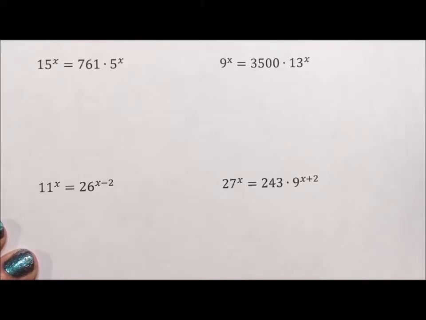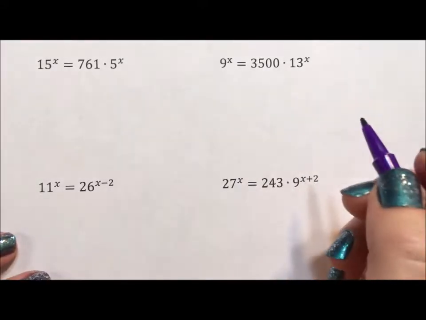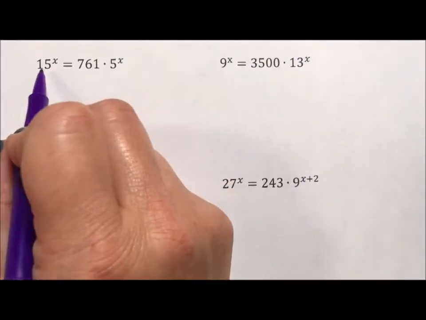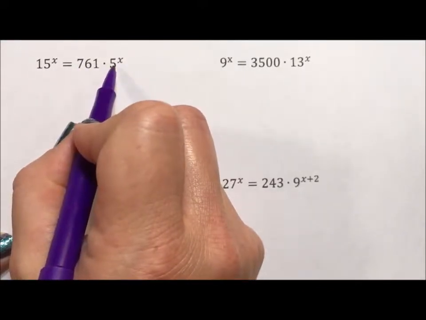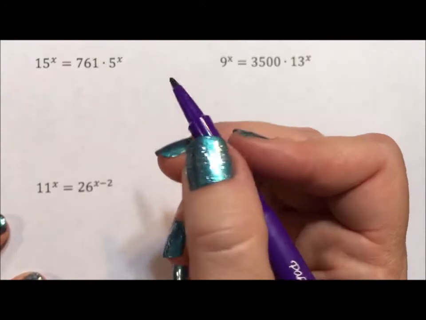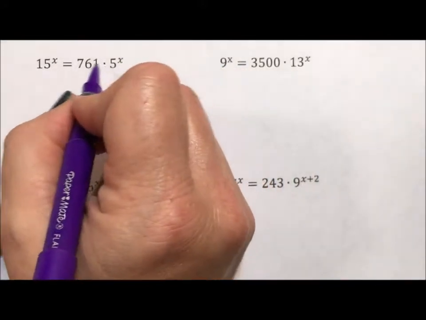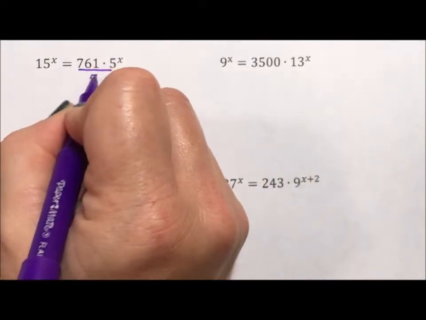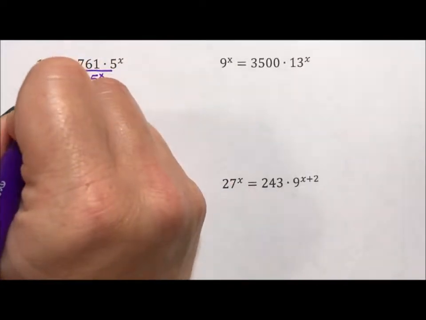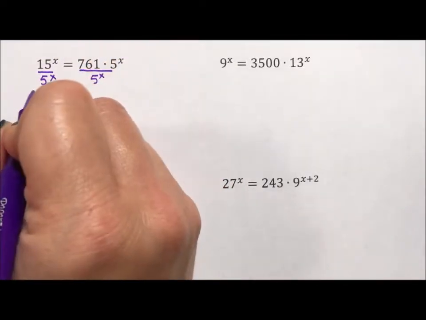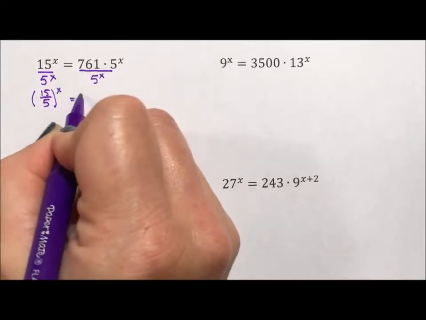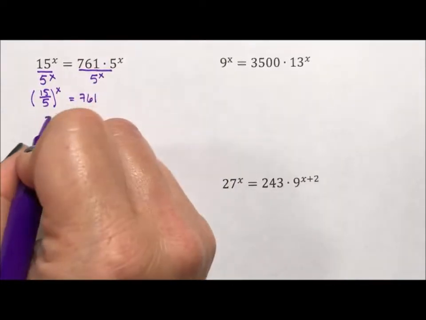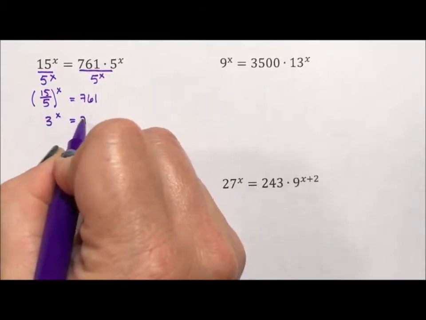Today I'm doing a series of videos on exponential equations and solving them. These four have an interesting twist: we have two bases that are different, and each has an exponent. The way I'm going to solve this is, because this is multiplication, I'm going to divide by 5 to the x on both sides. On the left-hand side, I'm going to end up with 15 divided by 5 to the x equals 761, which is 3 to the x equaling 761.